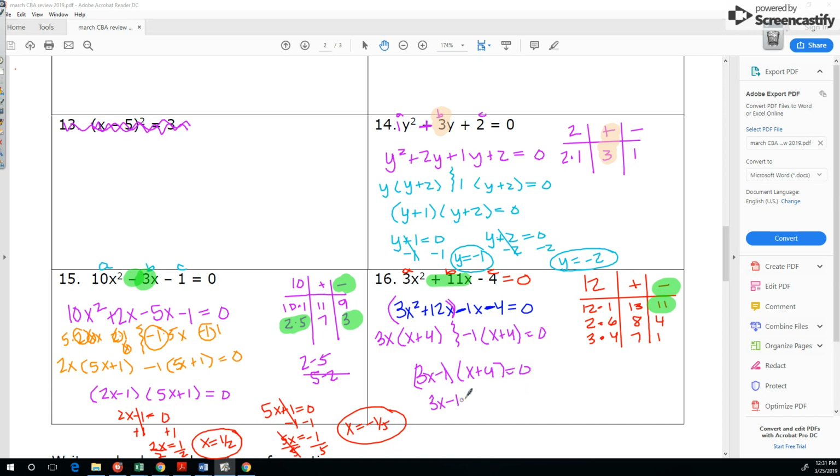Solving them, I have to add 1 to both sides and divide by 3. And taking x plus 4 and setting it equal to 0, I subtract 4 from both sides, and I get that x is equal to negative 4.